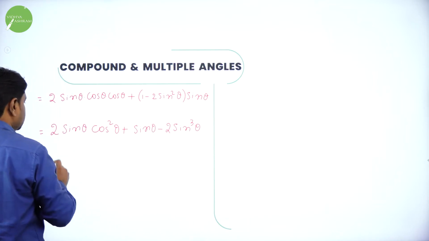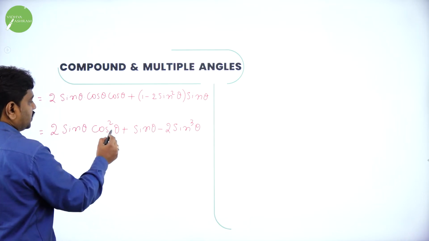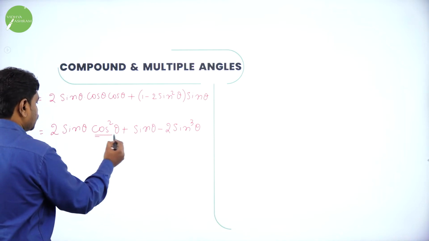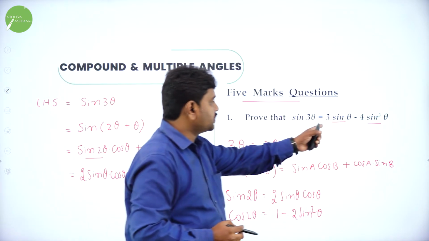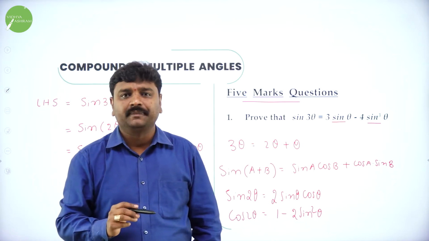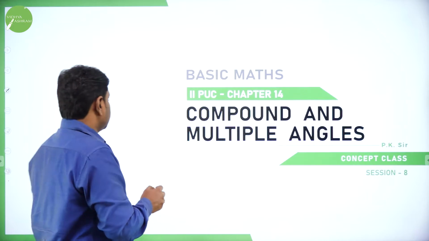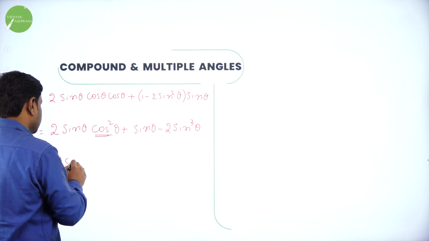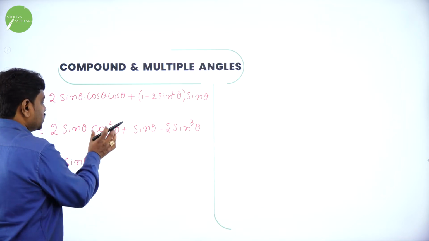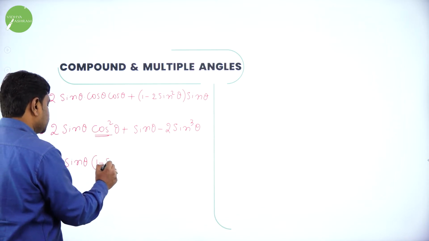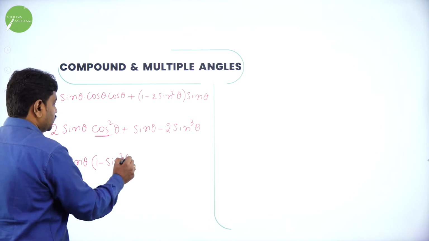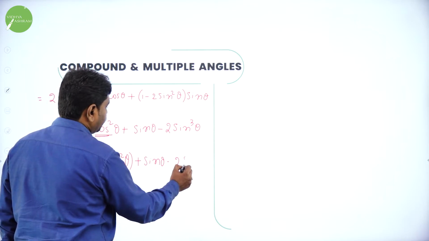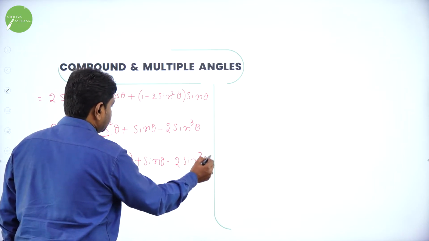Further simplify this. So now 2 sin theta cos square theta plus sin theta minus 2 sin cube theta is that. So here we have cos square theta. When you observe RHS, all the terms are made up of sin. So convert this particular term to sin. See here we have cos square, also you convert to sin square. Instead of cos square theta you can write 1 minus sin square theta, 2 sin theta into that, plus sin theta minus 2 sin cube theta. So go on simplifying this.